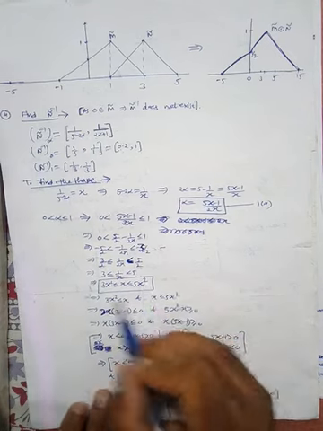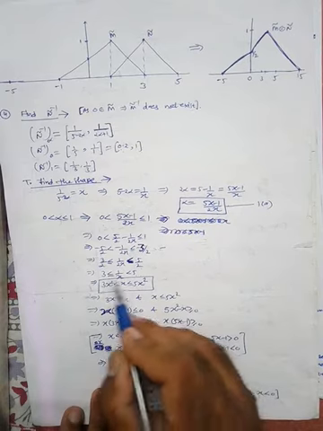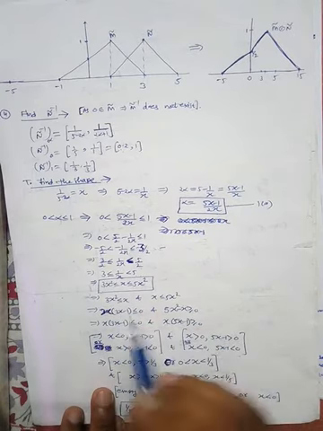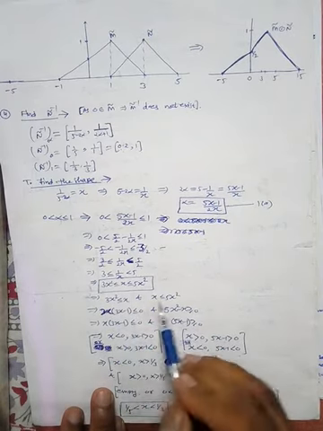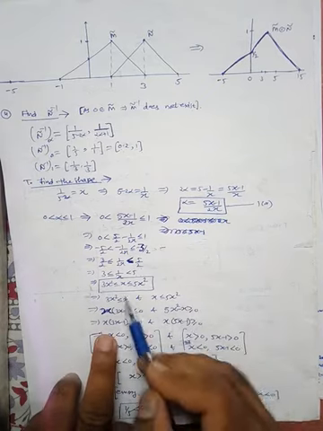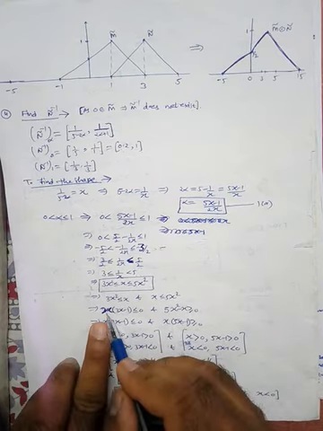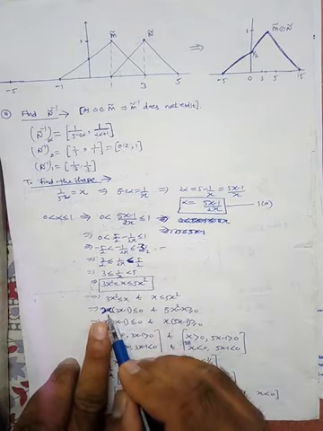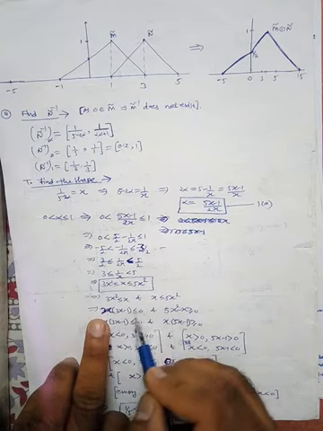Now we can divide this range into two parts: the left hand part and the right hand part. So 3x square is less than or equal to x, and x is less than or equal to 5x square. From here you can take x common on the left hand side. So x(3x minus 1) is less than or equal to 0.